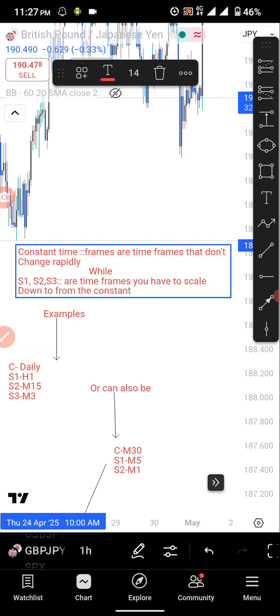While S1, S2, and S3 are time frames you have to scale down to from the constant time frame. Let me say you're going to use daily as your constant time frame. You shall shift down to S1, which is H1. Then you scale down to S2, which will be M15. Then you can also scale down to S3, which is M3. Scaling down means that you scale down from that time frame when you've done something on it which causes you to go to the next time frame. So these are the examples we have here.